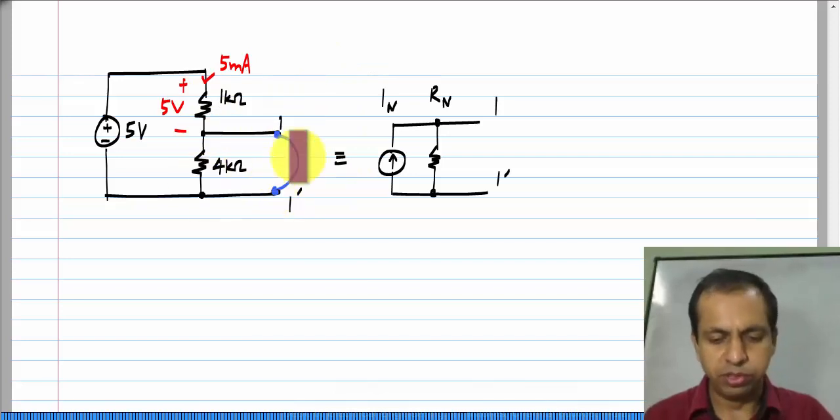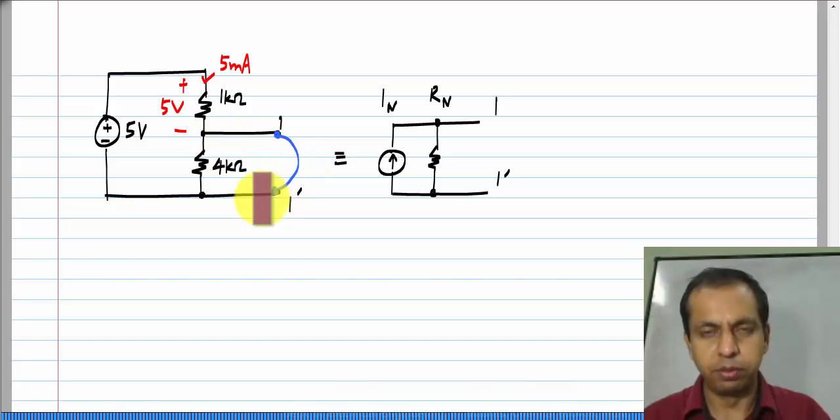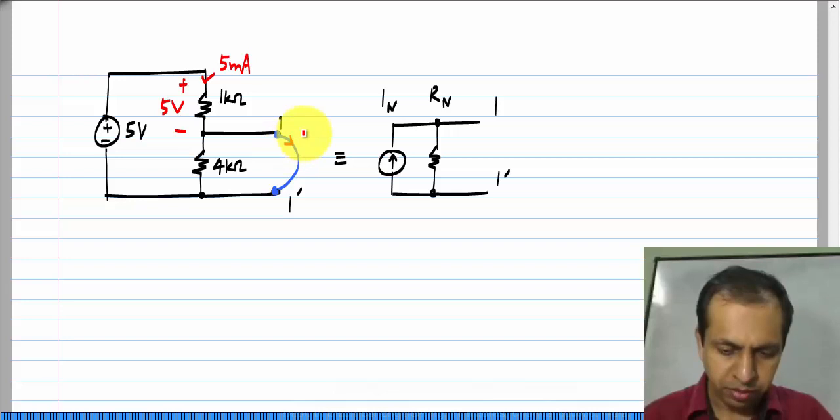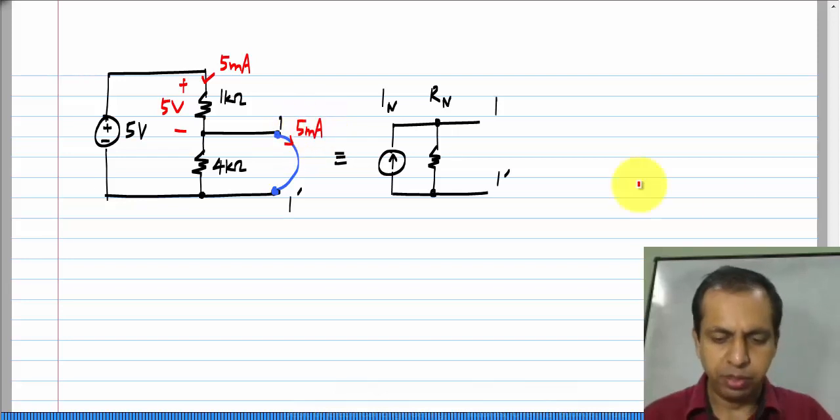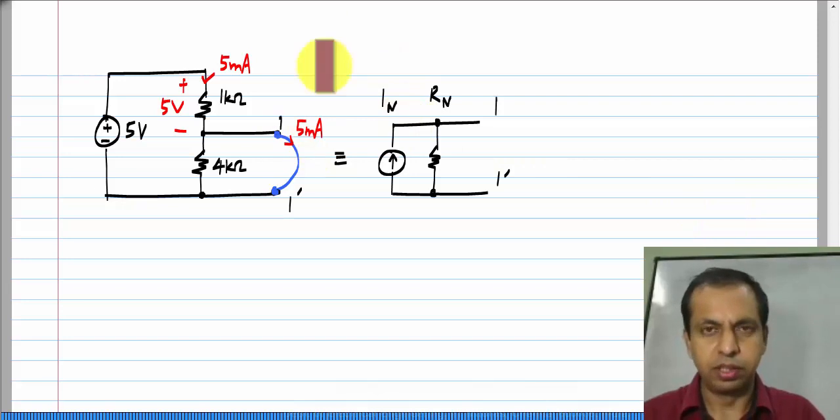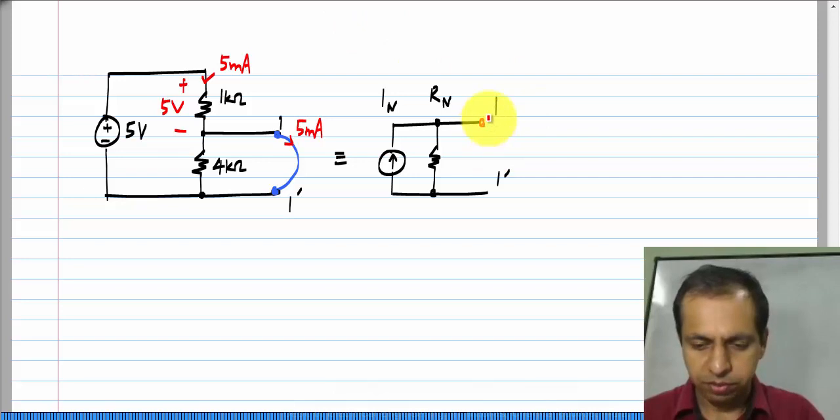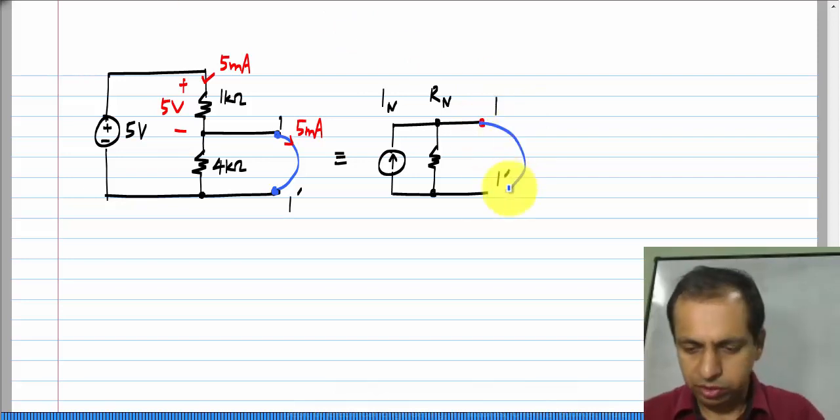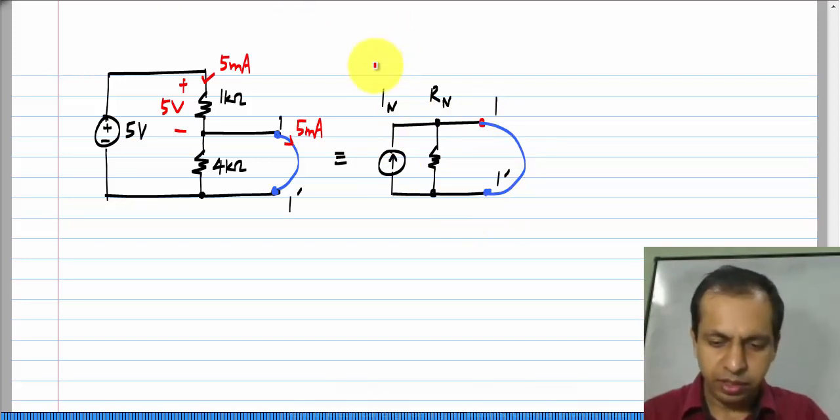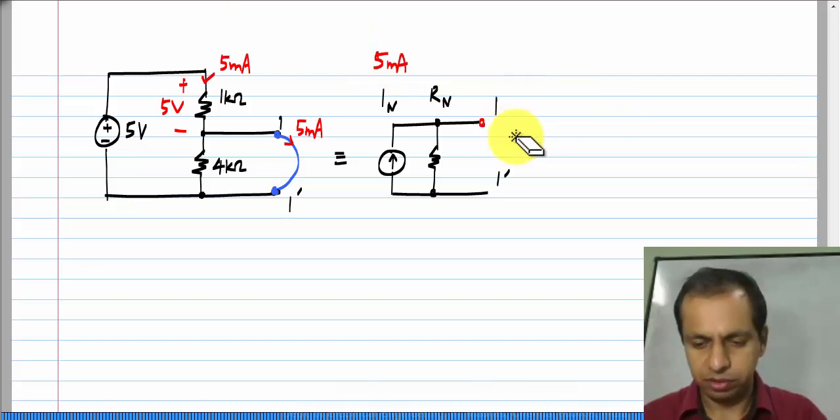Remember, this 4 kilo ohm is across the short circuit. So, all of the current will go into the short circuit, not the 4 kilo ohm resistor. So, it will be 5 milliamp in that direction. So, I n, which is the current going from 1 to 1 prime, obviously, if you short circuited this, you would have all of I n going from 1 to 1 prime. So, I n in this case is simply 5 milliamperes.